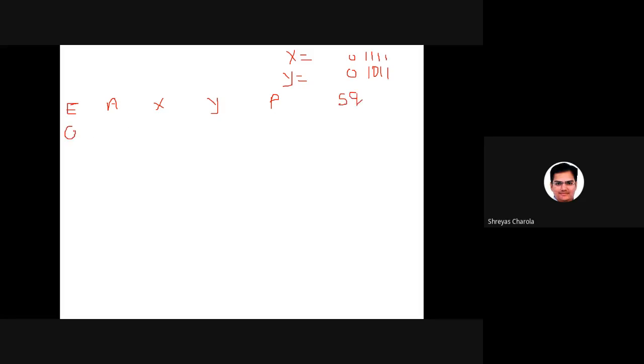So initially this value is 0. X, you know, it is 0, 1, 1, 1, 1. Y is 0, 1, 0, 1, 1. Product term is 5 bits, 0. And the sequence counter, why minus 5?